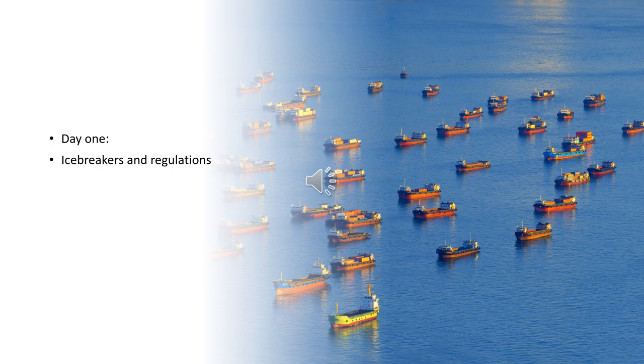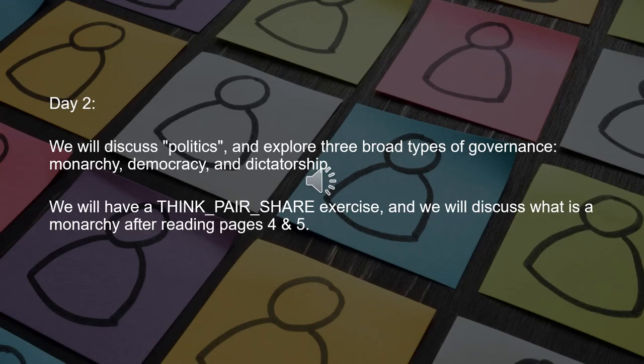Now let me tell you exactly what we're going to do throughout the first week. First of all, on day one, we will get to know each other through icebreakers, and we're going to set the classroom regulations. On day two, we will discuss politics. We will explore three broad types of governance: monarchy, democracy, and dictatorship. We will have a think, pair, share exercise, and we will discuss what is a monarchy after reading pages 4 and 5 in your Individuals and Societies book.